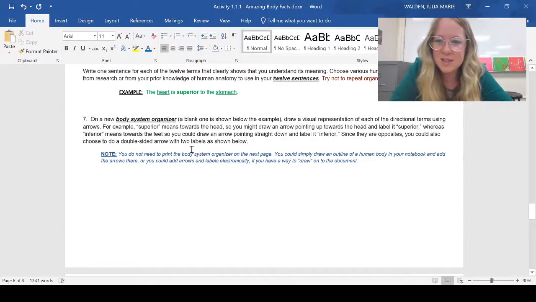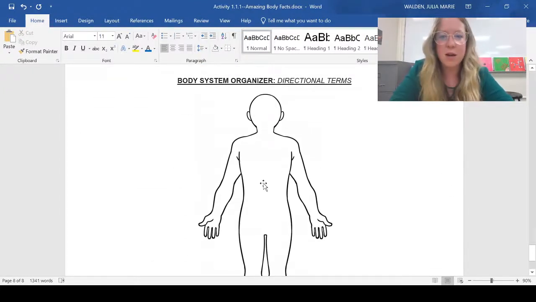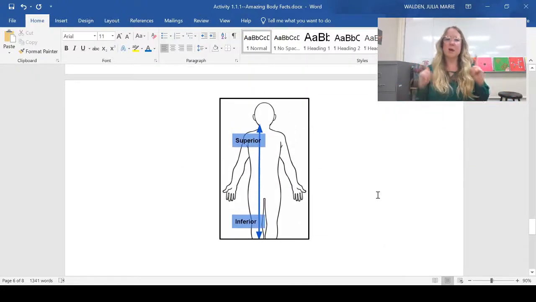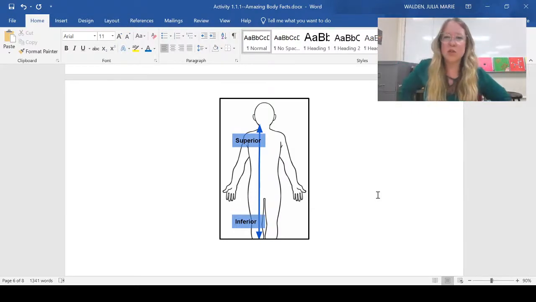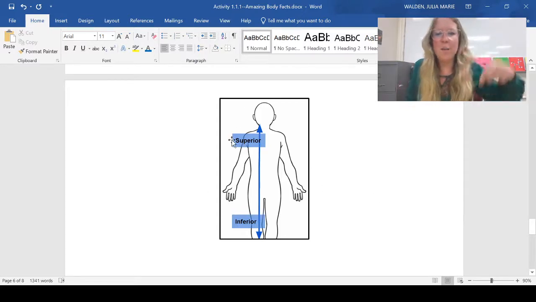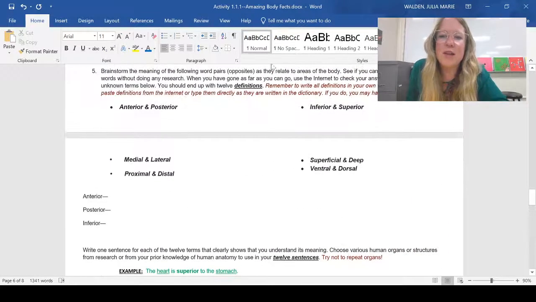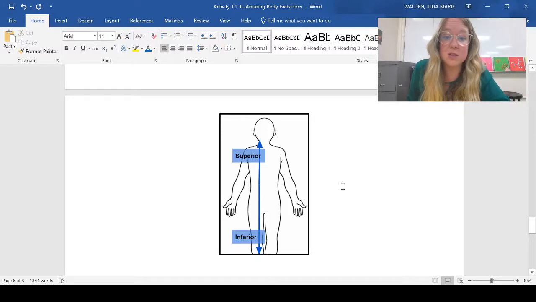Okay, and then the last thing is on a body system organizer, which you're going to hear that term a lot. That's this little outline of a dude. You are going to label the directional terms with arrows, okay? And what I mean by that, I've given you one example here. So superior means up towards the head, and inferior is the exact opposite. It's away from the head, down towards your toes. So I made a double-sided arrow where superior was labeled pointing up and inferior was labeled pointing down, and your job is to do that and label the rest of these 12 directional terms, and also, of course, add superior and inferior to yours as well, okay?